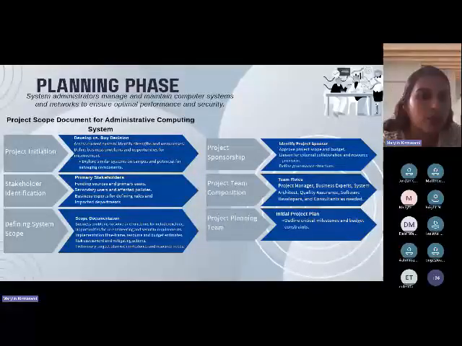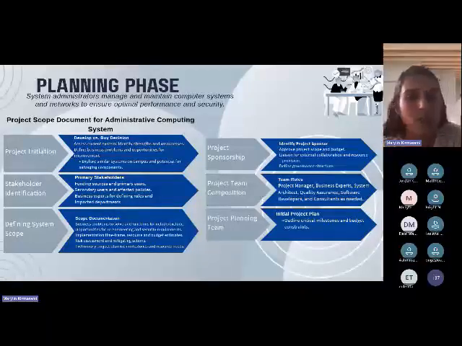Then you also have to look at whether there are parts of the old system that can be salvaged or integrated. If you currently have a system in place, do we just want to cut it out completely and get rid of it, or can we salvage some parts of that system and integrate them into something new?